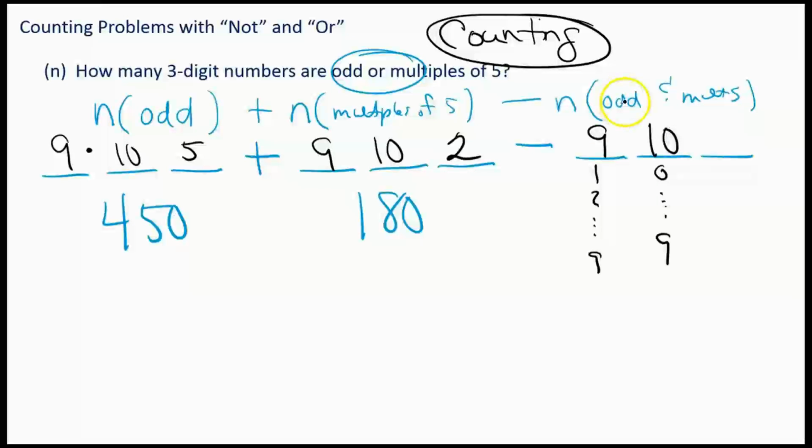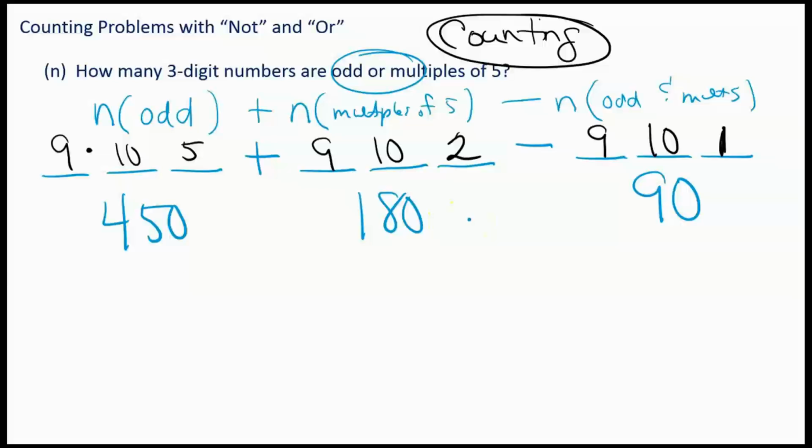Now, an odd and multiple of 5, y'all. A multiple of 5 has to end in a 0 or a 5. But if it ends in a 0, it's an even number. If it ends in a 5, it's an odd number. So if this number ends in a 5, then it is both things. It is odd and a multiple of 5. So there's only one way to pick a 5. Just pick a 5 and that's it. So 9 times 10 times 1, there are 90 numbers that are both odd and multiple of 5 that are 3-digit. So we're going to subtract out those 90 that we counted in here and we counted in here.